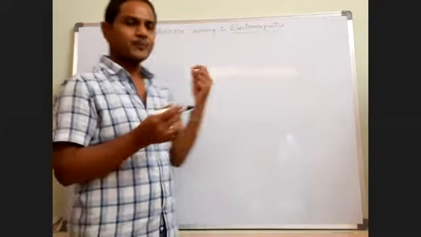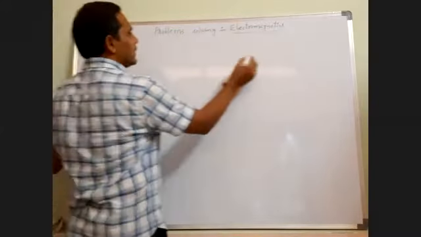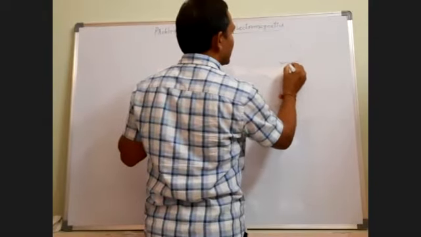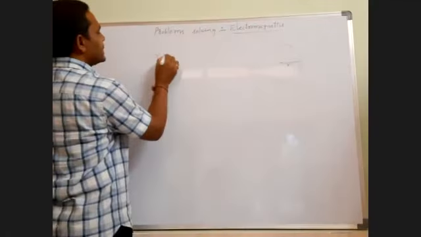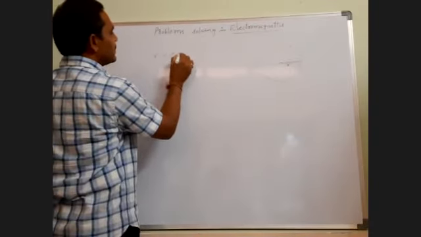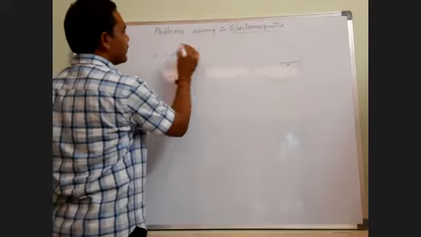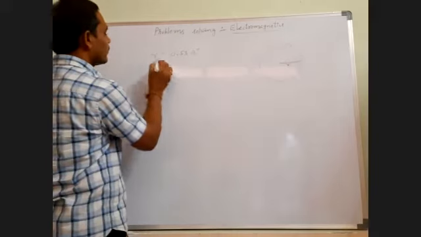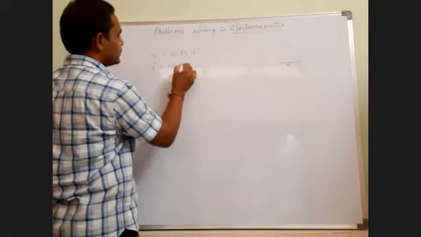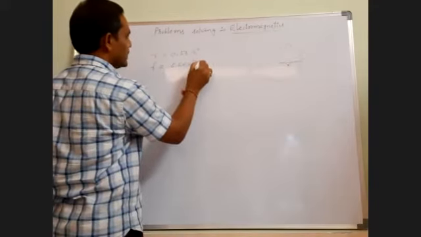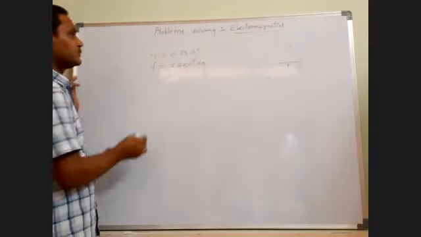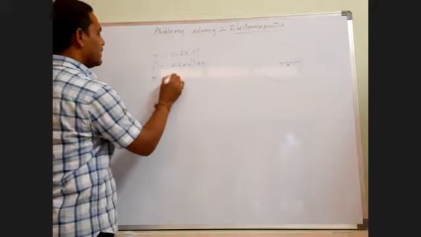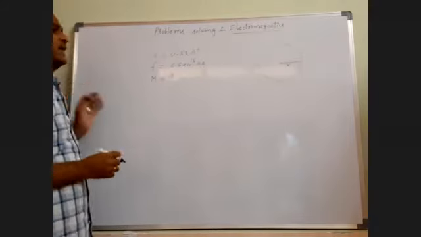The next question. In a hydrogen atom, an electron revolves around a nucleus in an orbit of radius 0.53 angstrom. If the frequency of revolution of the electron is 6.6 into 10 power 15 hertz, find the magnetic moment of the orbiting electron.